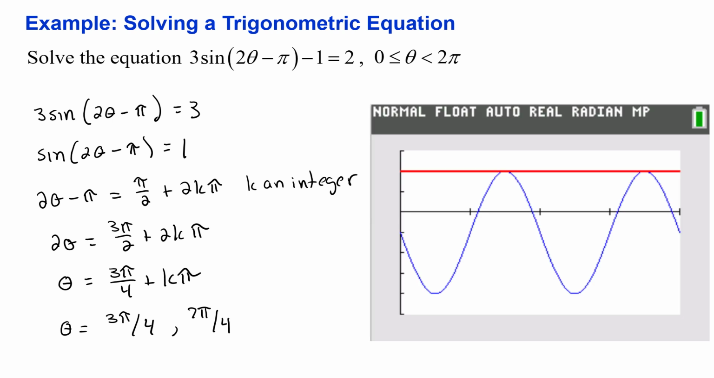And again, we could use graphing technology to verify our solutions. In the screenshot shown here, I have graphed y1 equals 3 times sine of the quantity 2x minus pi, from which we subtract 1, and it's in blue. I've graphed y2 equals 2, shown in red. We can see that we have the 2 intersection points verifying the 2 solutions for our equation.